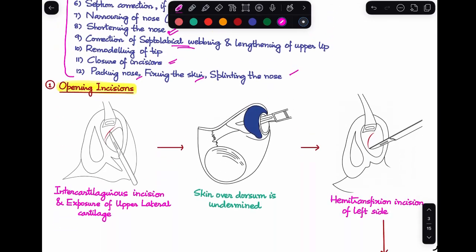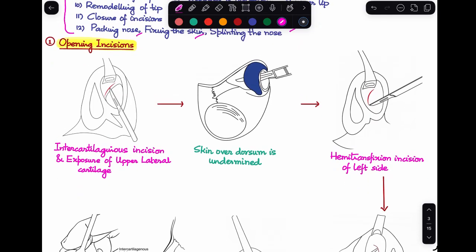So our first step over here is going to be opening incisions. So what are we going to do here? First of all, we'll take an alar retractor and then we'll retract the alar with the help of the alar retractor like this, so that the inside of the nose is now exposed to you.